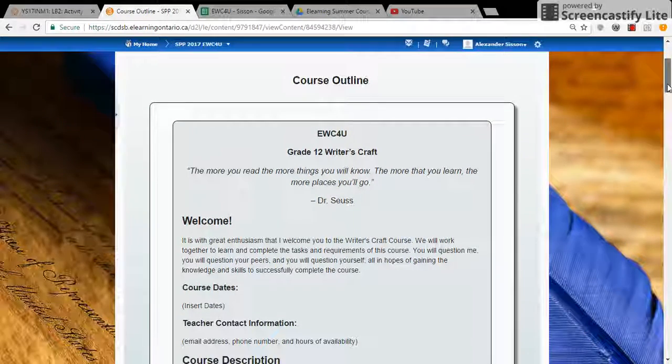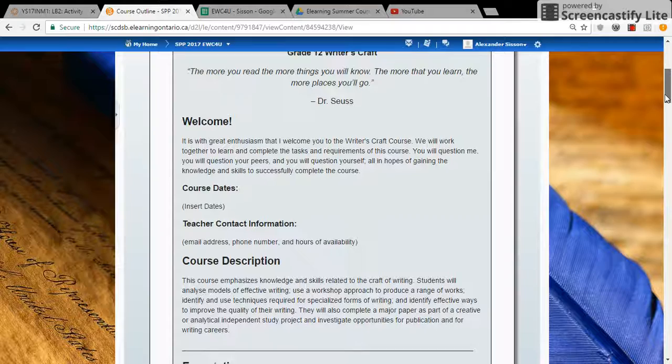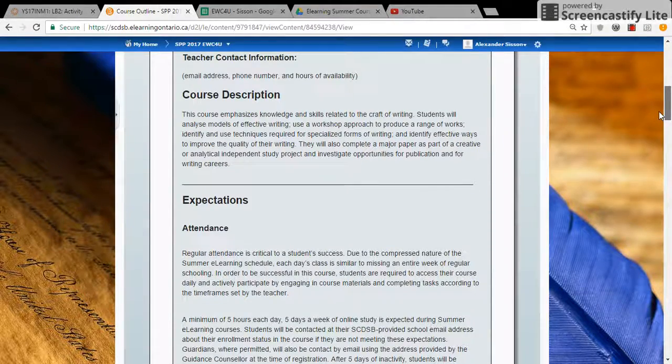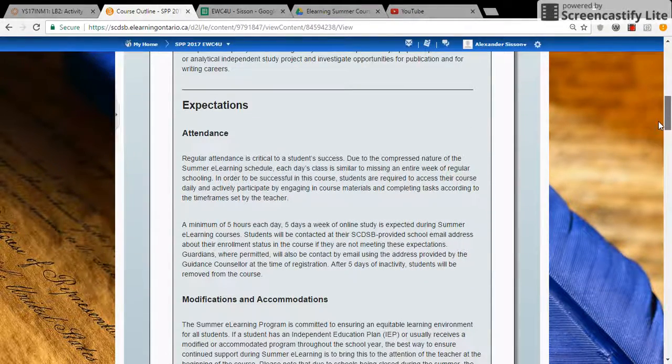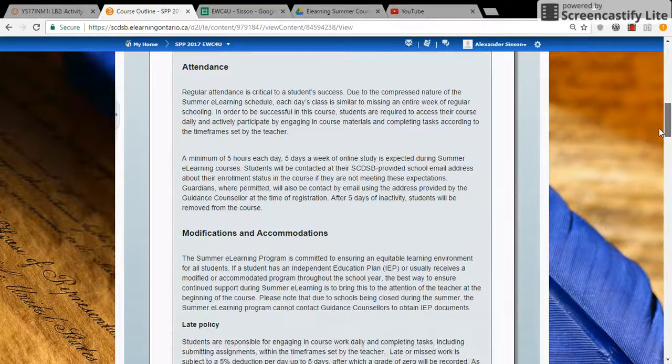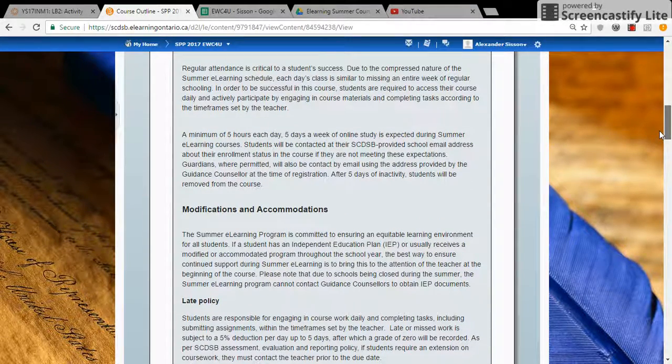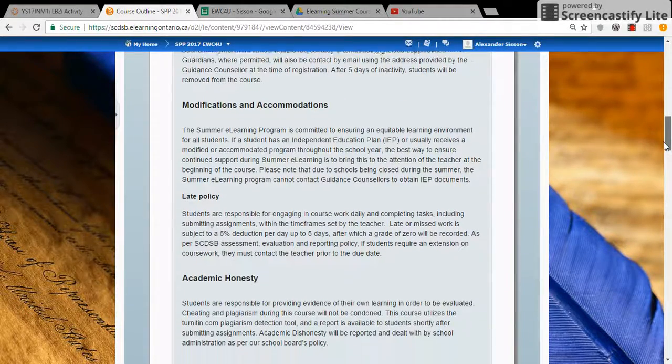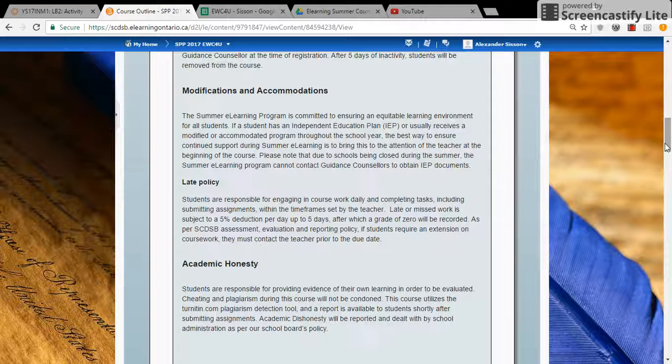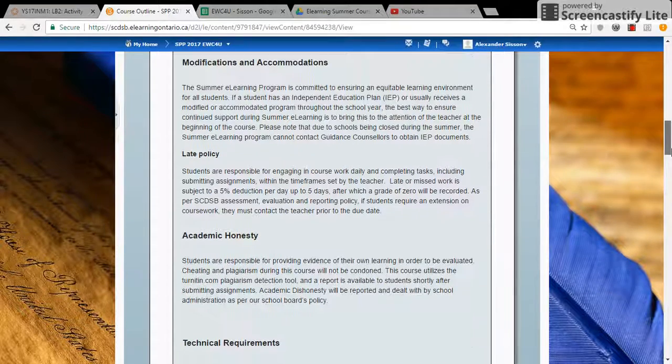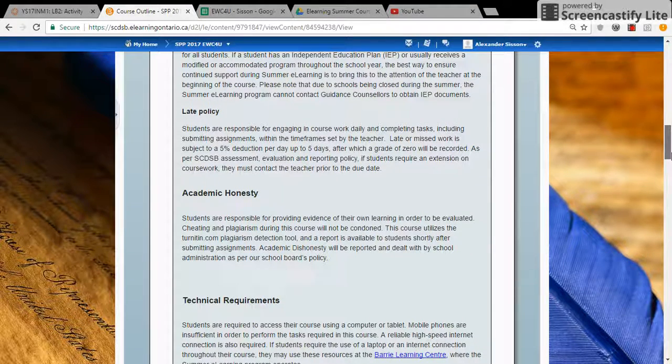So firstly, we have the course outline. It gives you the course description, what the course is all about, and then you have the expectations. Make sure you read through and commit to the time spent each day on this course. There will be quite a bit of writing, as it is a writer's craft course, which means that you will have to do quite a bit of reading.